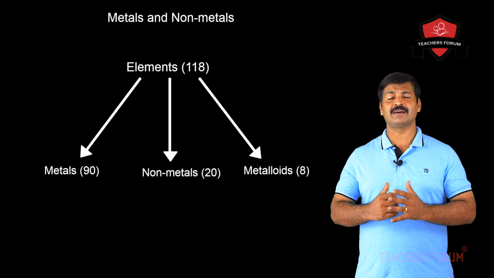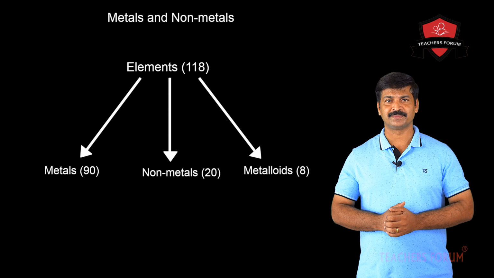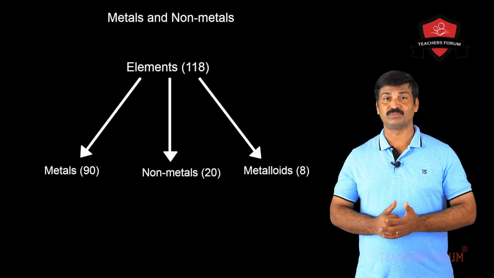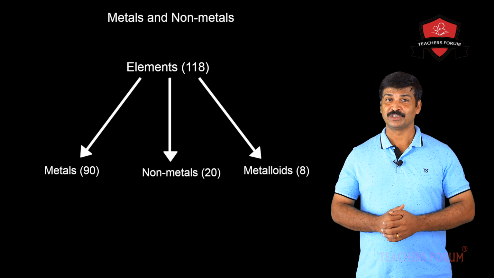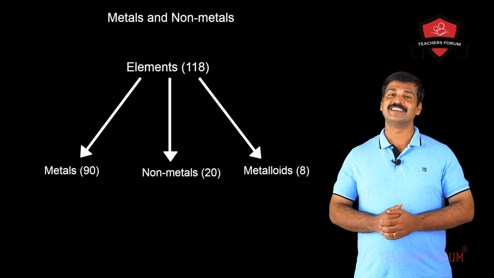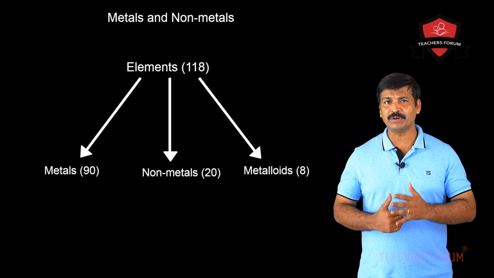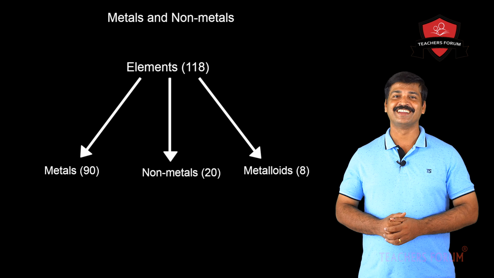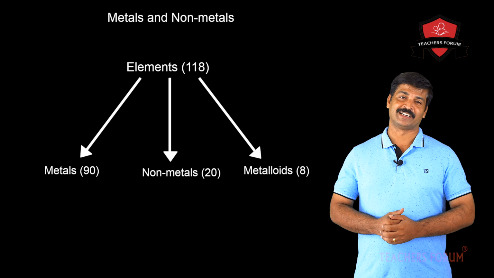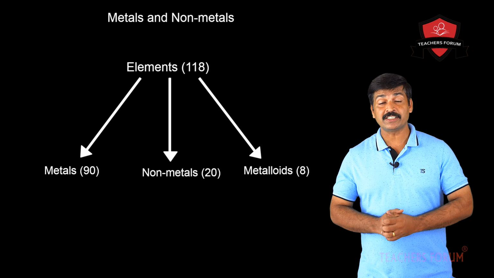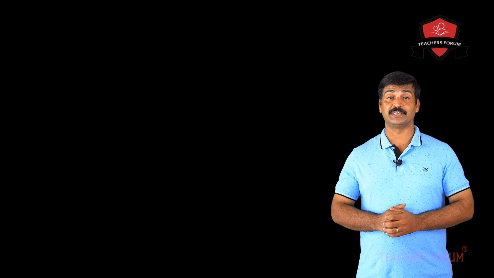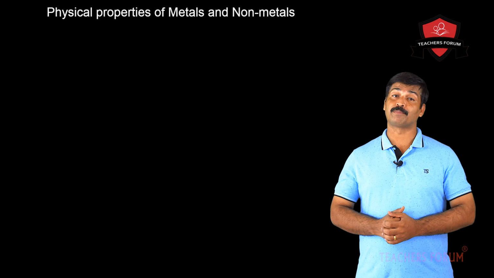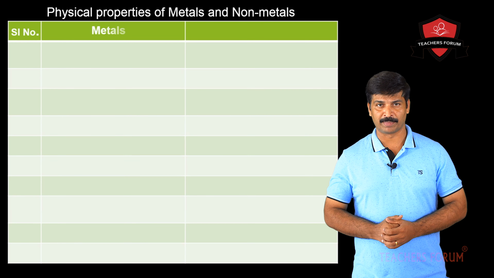Can you give me some examples of metals? Yes, you are right. Sodium, potassium, aluminium, gold, iron, silver, all these are metals. What about non-metals? Nitrogen, oxygen, fluorine, chlorine, all these are non-metals. Yes, you said it right. Now let us see the differences between metals and non-metals in their physical properties. Let us discuss one by one.